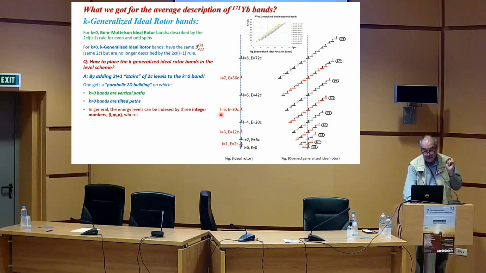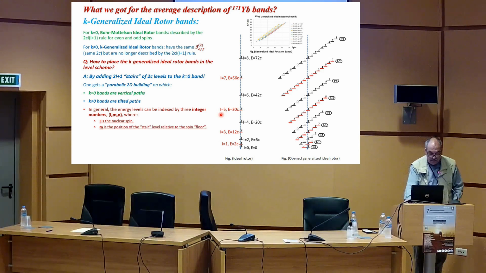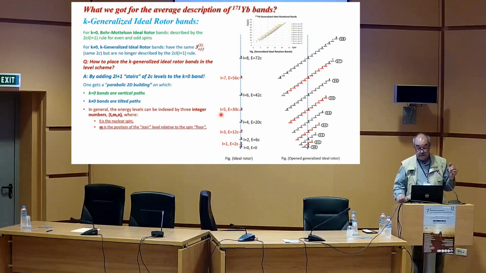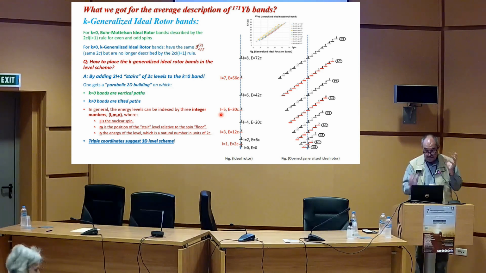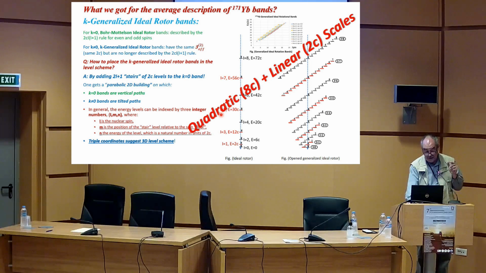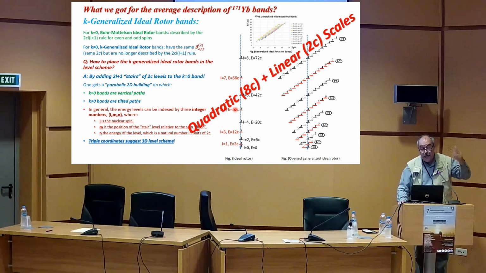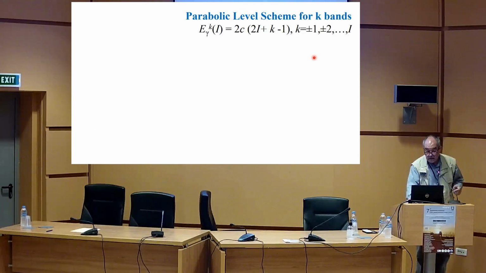Moreover, we can index all these levels by three numbers: I, which is the nuclear spin; M, which is the position of the stair relative to its range; and N, which is the energy of the level in terms of 2c, that's also an integer number. So now we get a triple coordinate of integer numbers. That suggests a 3D picture. And before I show you how we get that, I'm going to tell you we got two things here. The old thing, which is the Bohr-Mottelson quadratic dependence, described by the 8c, and the linear scale, given by the extra 2c regularity we saw. So now it's a combination of two things, an old one and a new one, and they are going to be integrated in a 3D picture.